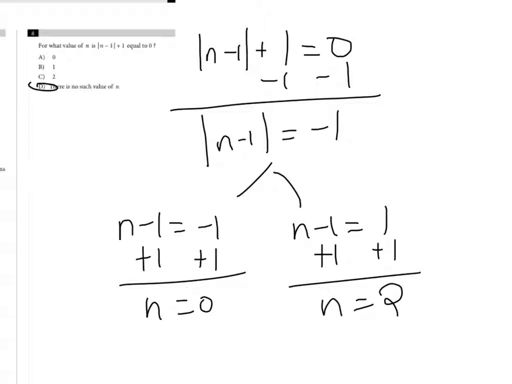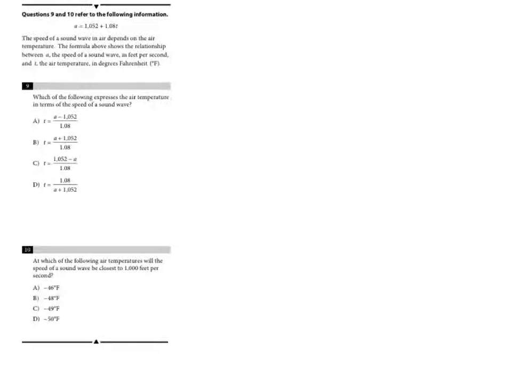Whenever you plug in a number and take the absolute value, you should always get a positive value. Since we're getting a negative value here, that means there is no such value of n. This is impossible. Let's take number 9 on this test. Notice 9 and 10 refer to both of the following information.